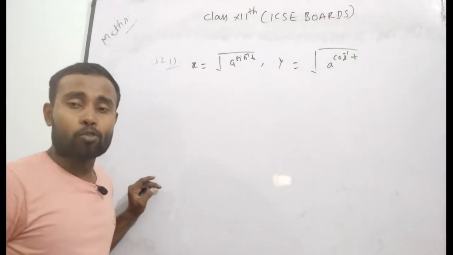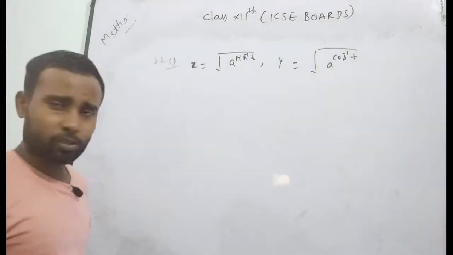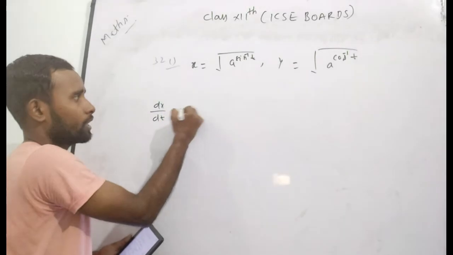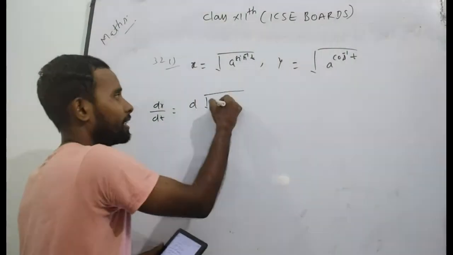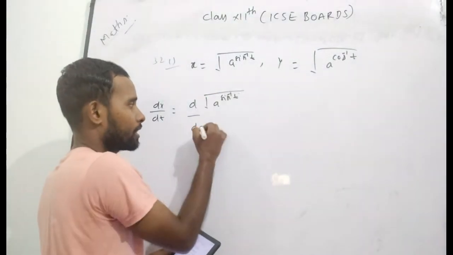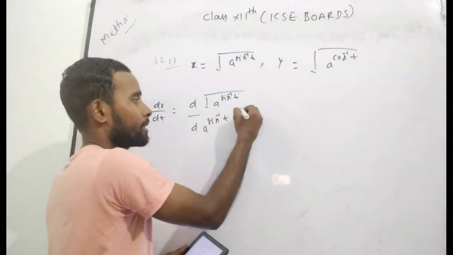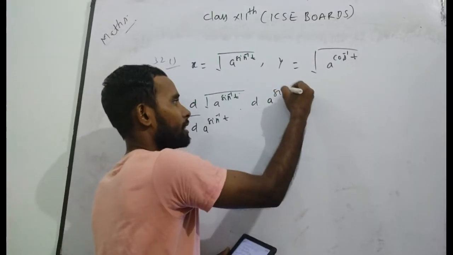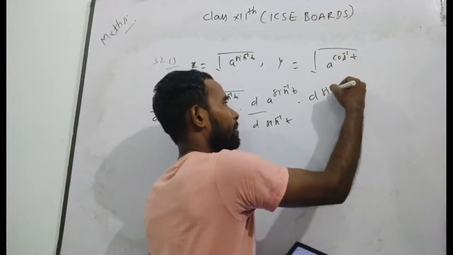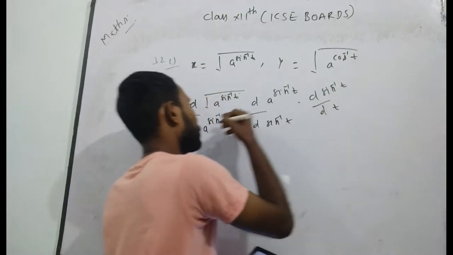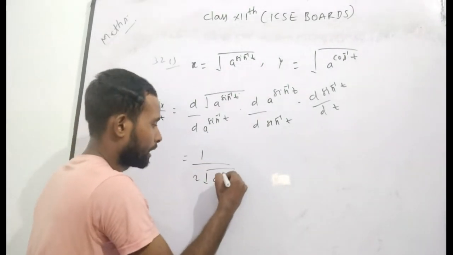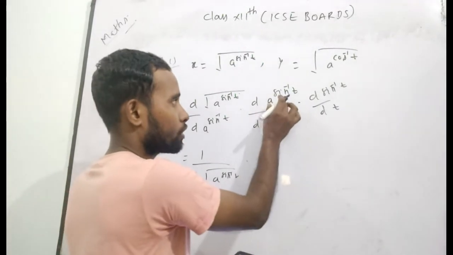This question can be solved in two ways. The first is the hint: you firstly differentiate x with respect to t. In that case, you differentiate the under root function first, then a to the power sin inverse t, then sin inverse t with respect to t. As you know, under root x with respect to x is 1 upon 2 root x, so it will be 1 upon 2 under root a to the power sin inverse t.